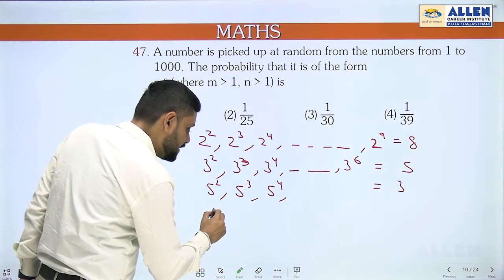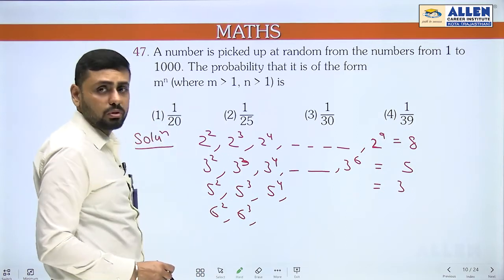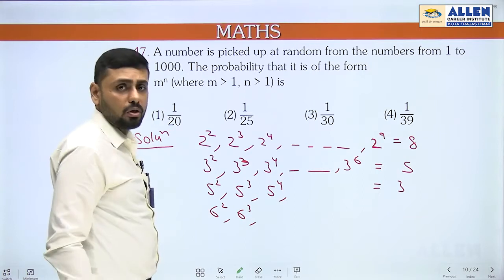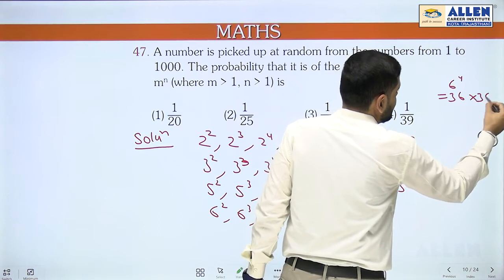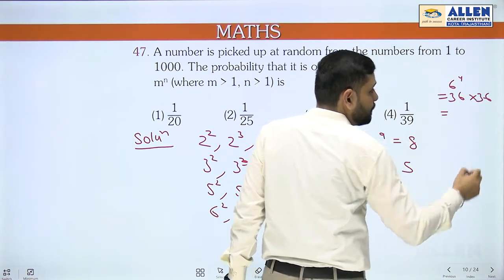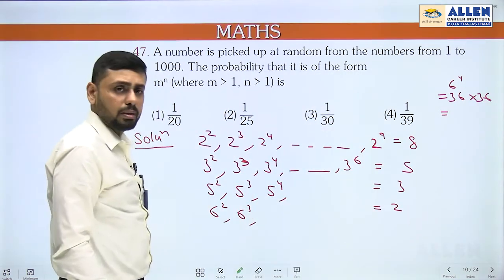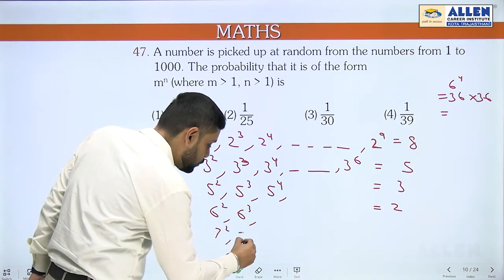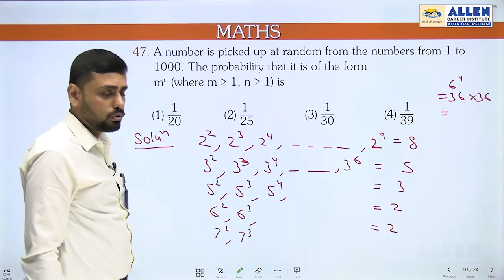Similarly, if we take the series of 6, it will be 6 to the power 2, 6 to the power 3. And if we take 6 to the power 4, that is 36 into 36, obviously it will go beyond 1000, because if we do the square of 36, we'll get a number greater than 1000. So here we'll take only 2 numbers, 6 to the power 2 and 6 to the power 3. Similarly for 7, 7 to the power 2, 7 to the power 3, again we'll take only 2 numbers. We cannot take 7 to the power 4.